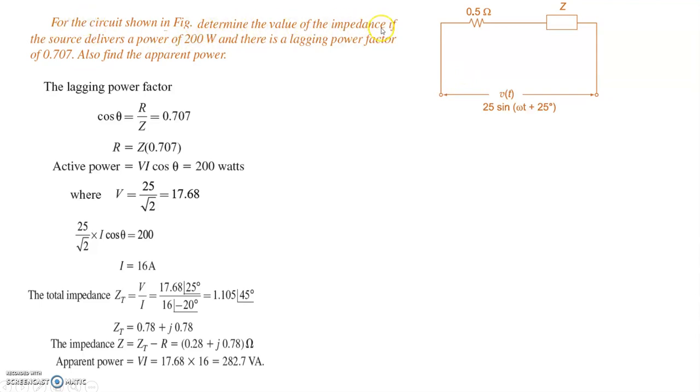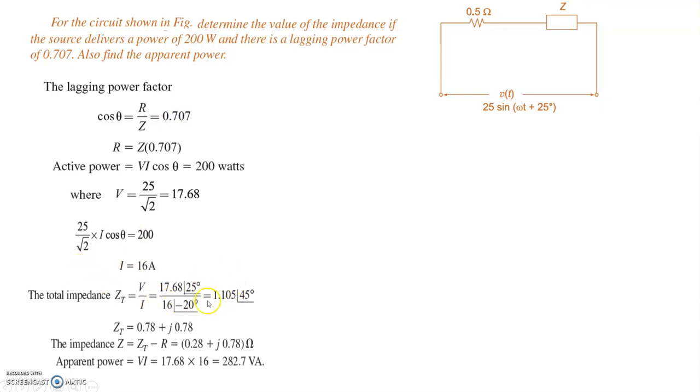Here we determine the value of the impedance if the source delivers a power of 200 watts at a lagging power factor of 0.707. The total resistance of the circuit is R, and the total impedance of the circuit is Z. Then cos theta is R by Z, which is 0.707, and the relation between R and Z can be obtained here. The active power is given as 200 watts, where the magnitude of V is known, the magnitude of I is not known, and cos theta is known as 0.707. From this, the magnitude of I can be computed.